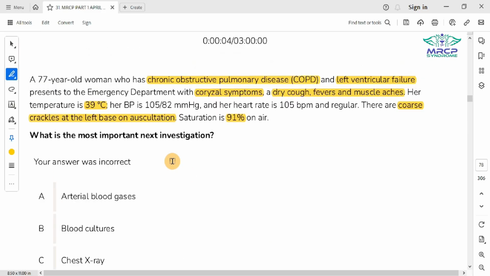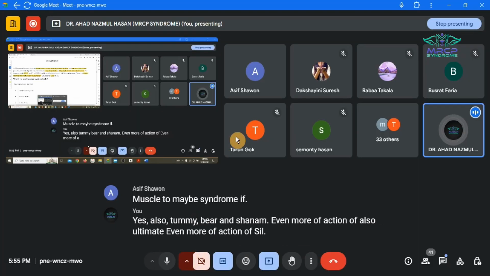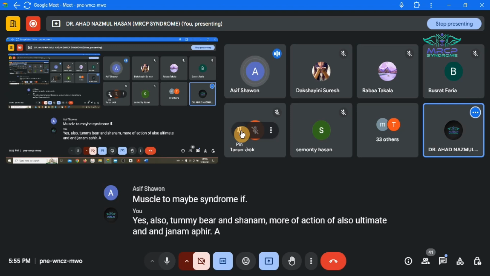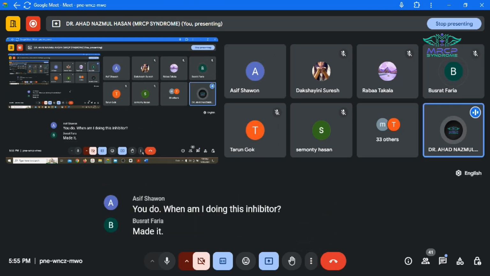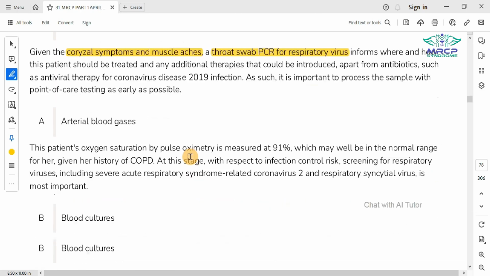Which drugs are used in the treatment of influenza? Oseltamivir and zanamivir. What is the mode of action of oseltamivir and zanamivir? These are the neuraminidase inhibitors.